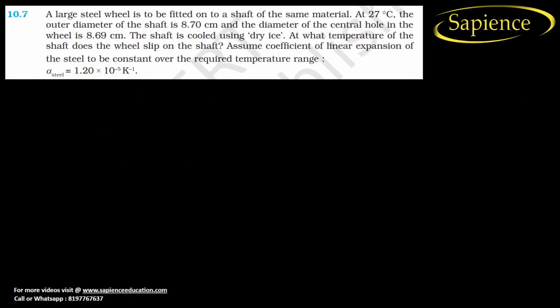Now there is another question. It is a large steel wheel. Read the question at first. A large steel wheel is to be fitted onto a shaft of the same material at 27 degrees Celsius. The outer diameter of the shaft is 8.70 and the diameter of the central hole in which the wheel is to be fitted is 8.69. Now the shaft is cooled using dry ice. At what temperature of the shaft does the wheel slip on the shaft? Assume the coefficient of linear expansion of the steel is this.